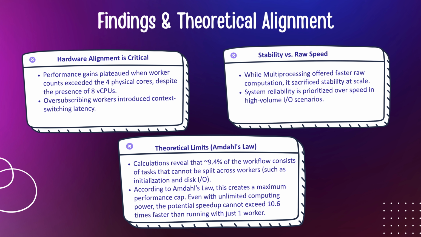While multiprocessing gave us the faster raw numbers, it crashed under heavy load. Threading was slightly slower but kept the system stable. For a real-world production pipeline, we would choose stability, which is threading, over raw speed.